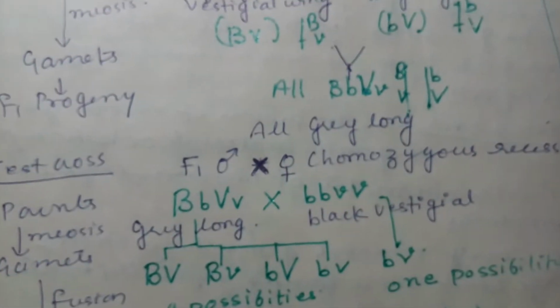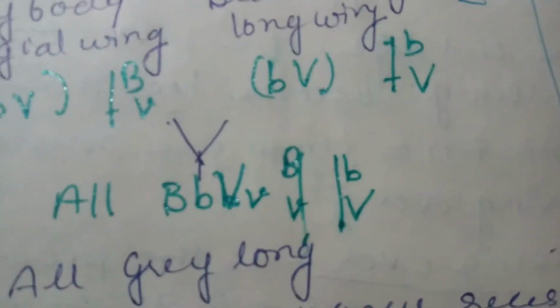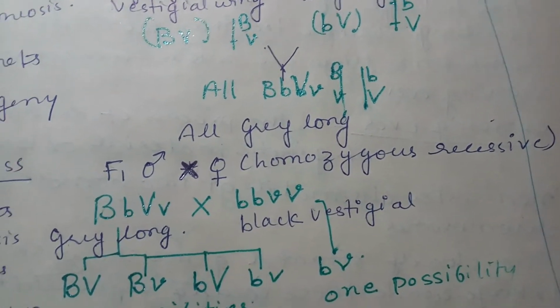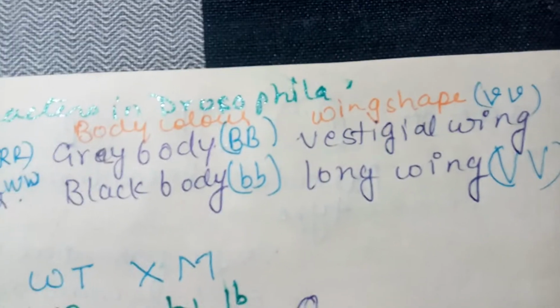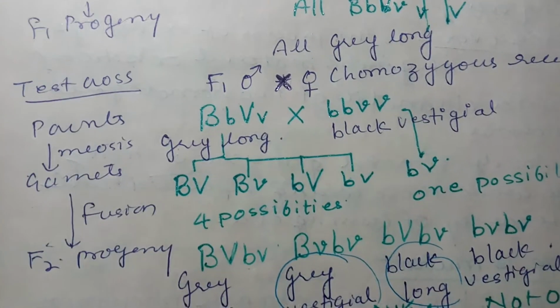Then next test cross is done. In the test cross, what is done? F1 male is crossed with homozygous recessive. So this is test cross, homozygous recessive. Let's look at back. The character homozygous recessive is black and vestigial. So this was chosen, so test cross was performed.